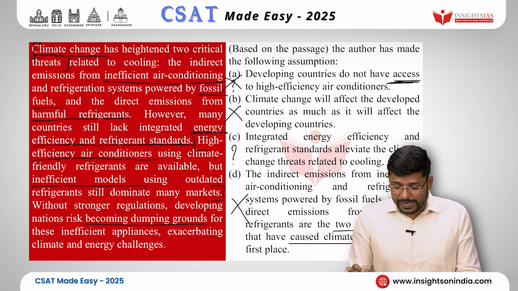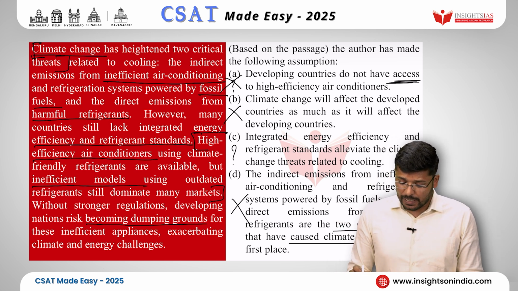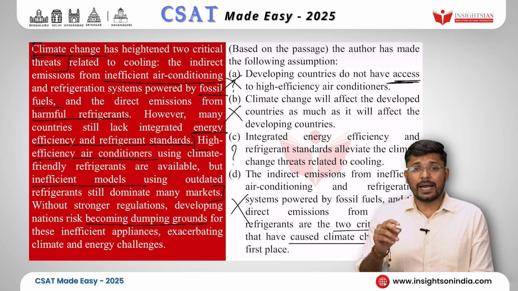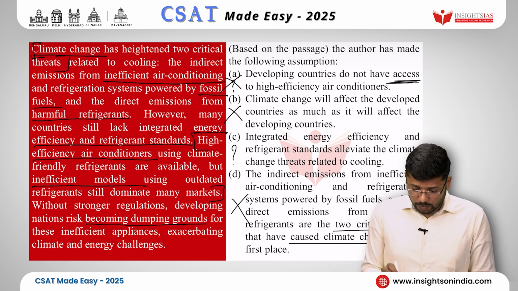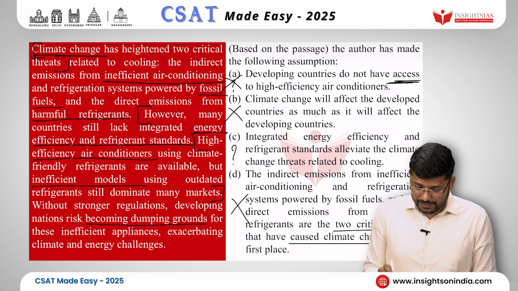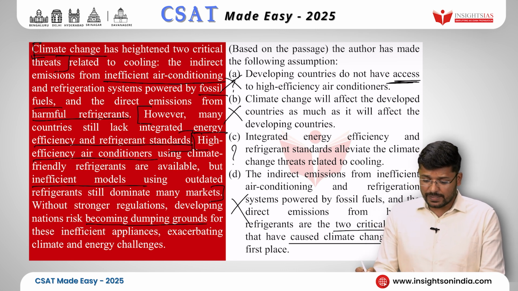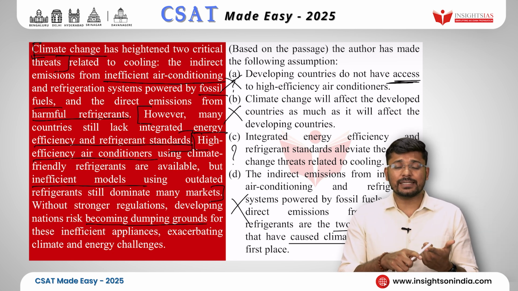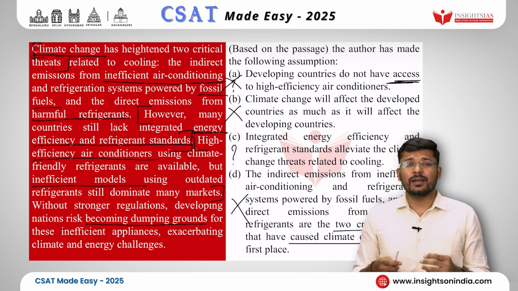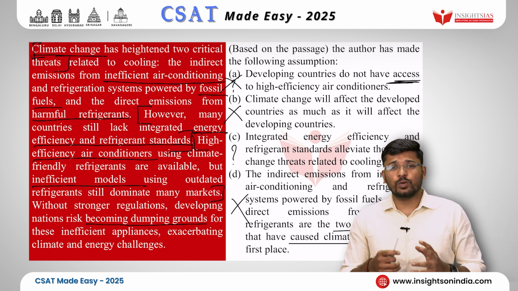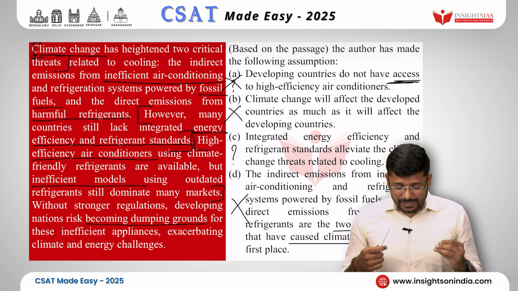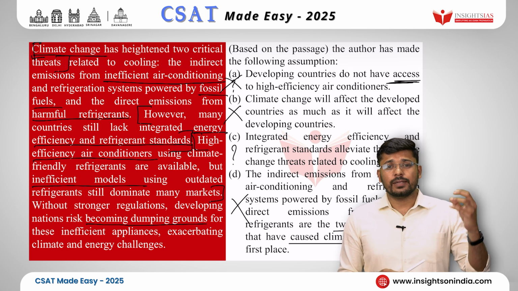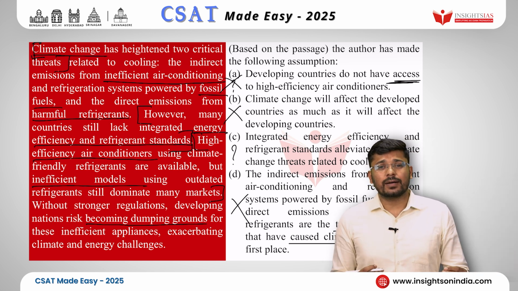Look at option C. Integrated energy efficiency and refrigerant standards alleviate climate change threats related to cooling. Okay, this one is the only option we are left with, and I will show you why it is the correct answer also. Where is it being talked about here? However, many countries still lack energy efficiency and refrigerant standards. In the first sentence, the author expresses a concern about climate change and the two threats that it poses, and then he says, even though climate change is happening and there are two threats, many countries still lack these regulation standards. So he is expressing a concern again. There is climate change and there is threat. However, still some countries do not have regulations.